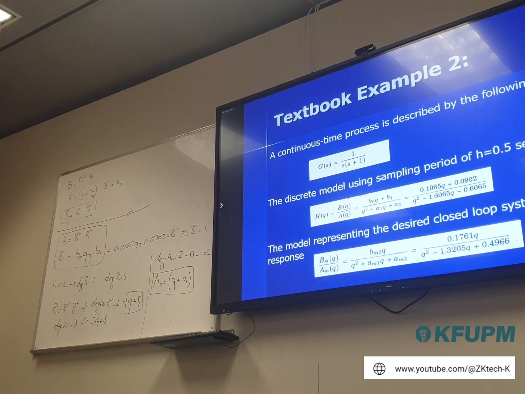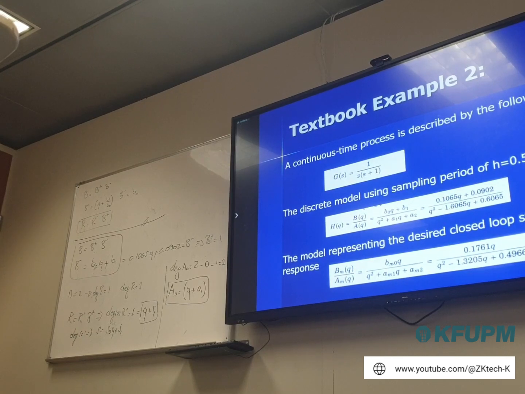This has to be equal to A0 plus A1 multiplied by AM, and AM is Q squared plus A1 Q plus A0. This is the new process equation. Everybody is okay with that? We have been trying to identify.